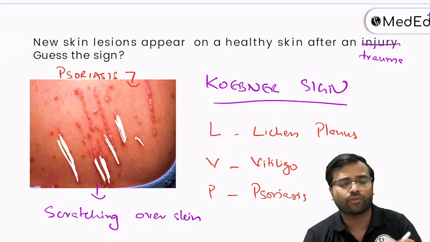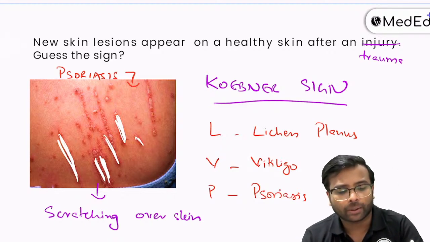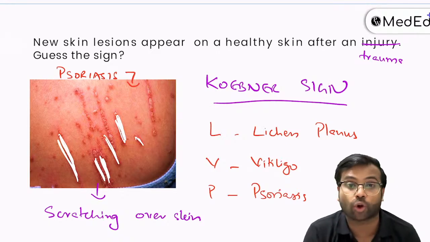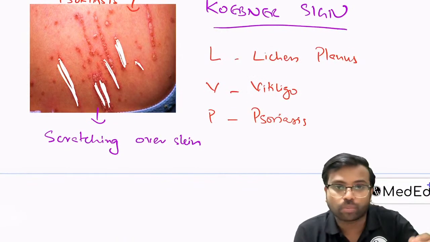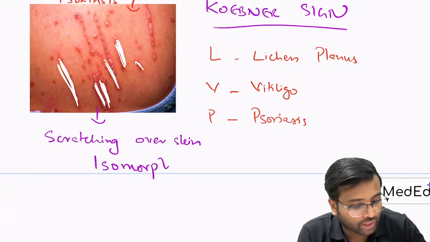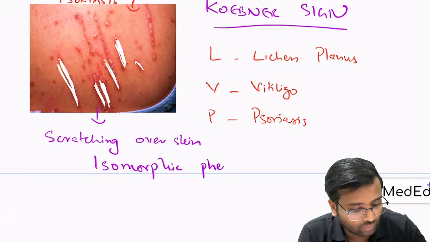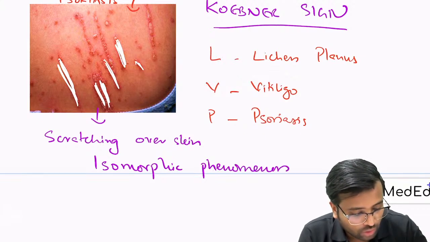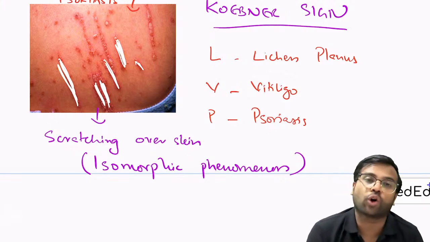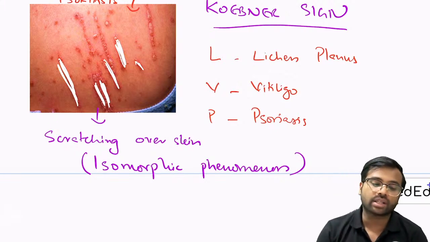So this is a very, very important dermatological sign that you have to remember. It's called the Koebner sign. Some textbooks also mention this sign as isomorphic phenomenon. So that is about the Koebner sign.